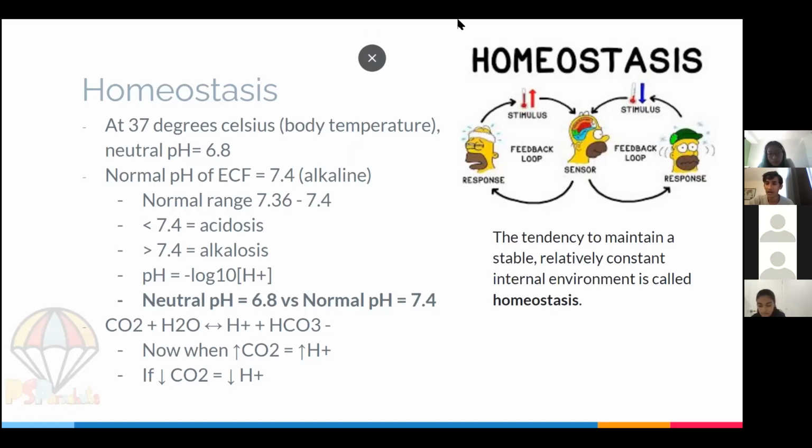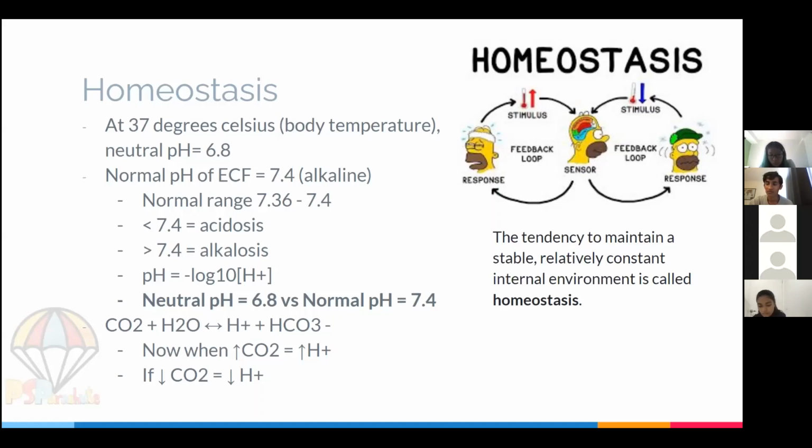And I think when we were delivered this lecture last year, the question he asked us was, do you think the blood in your body is neutral? And most people raised their hand. But then throughout the lecture, he explained why that isn't the case, and the normal pH of our blood is 7.4. And then you've got a bit of an equation here. So CO2 plus H2O gives hydrogen ion. The main thing to note here is that when CO2 rises, the level of hydrogen ion rises as well. And if CO2 drops, then the level of hydrogen ion drops as well.